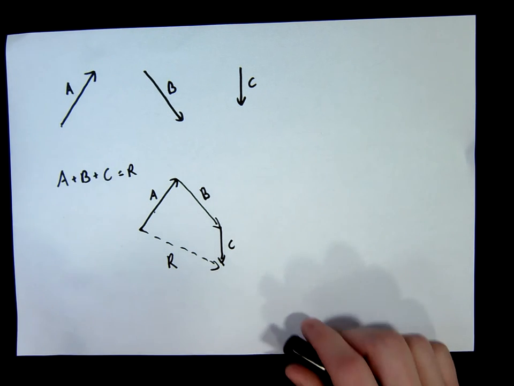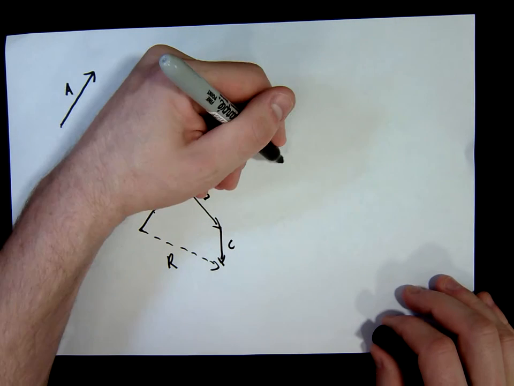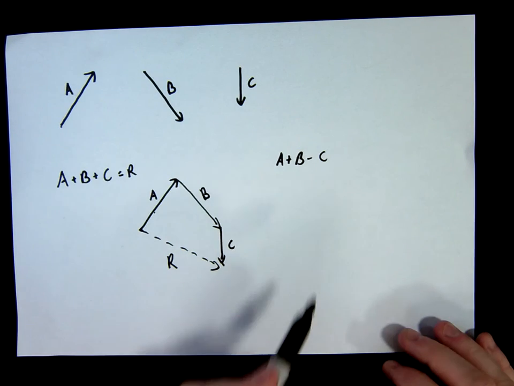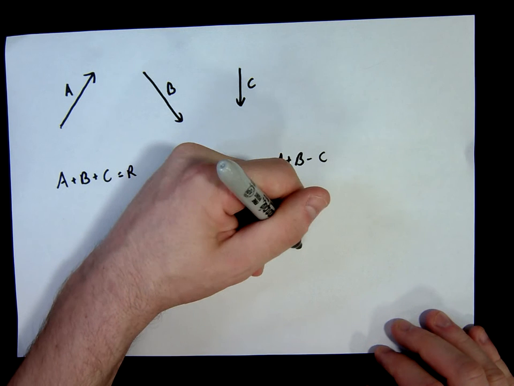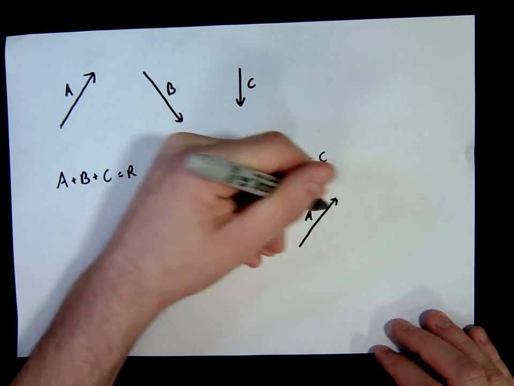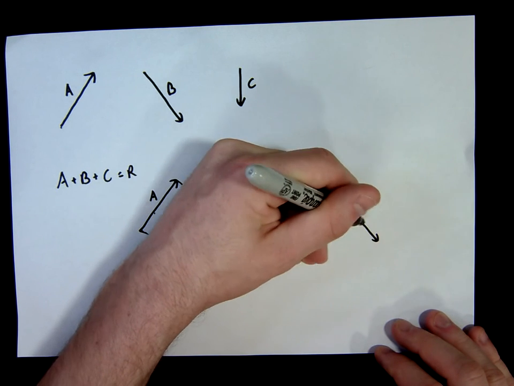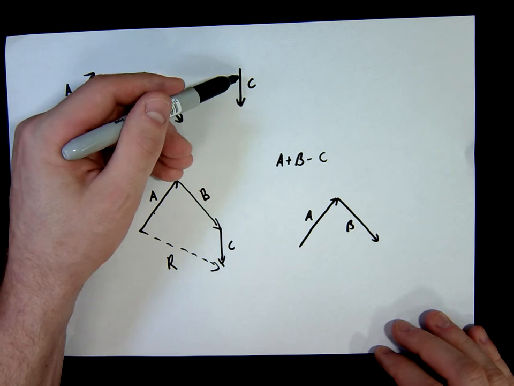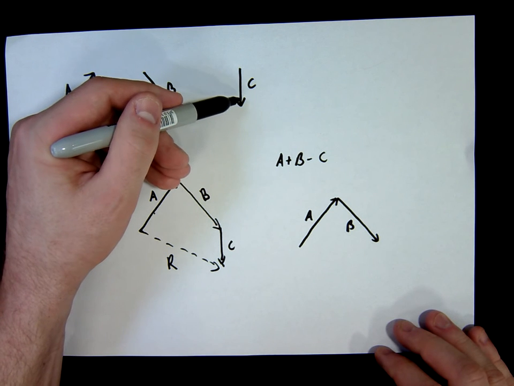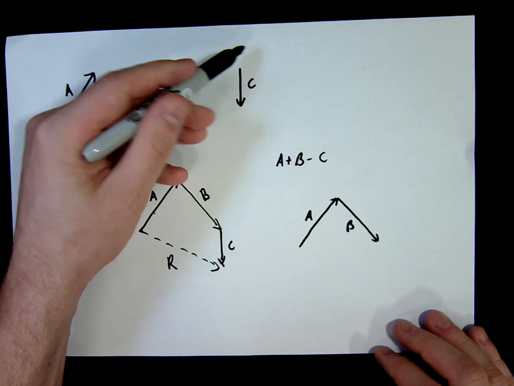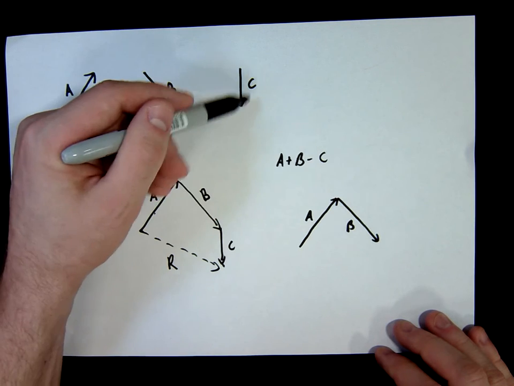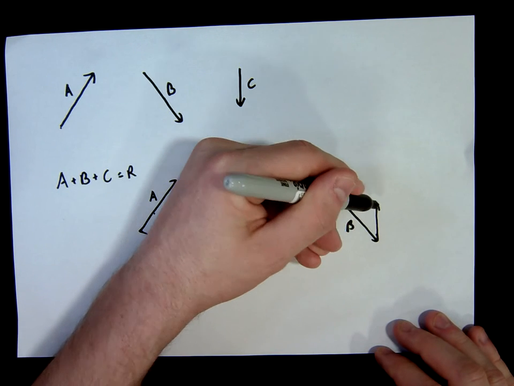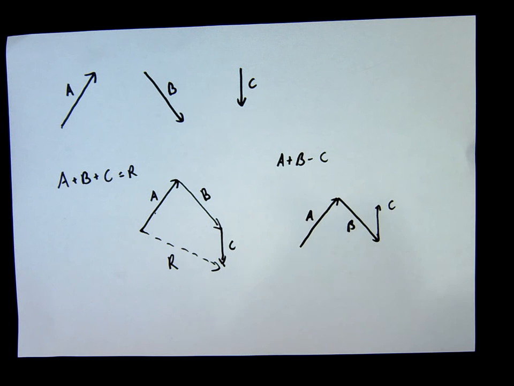I could also do something similar where I would do maybe A plus B minus C. Now, what does a minus do? Well, I do the exact same thing again. There's A, here's B. Now the difference is that this vector C is going down, so I'm going to flip it. A negative C just means I'm reversing direction. Same size, but reversed direction. So maybe there would be C, maybe in a different color here.